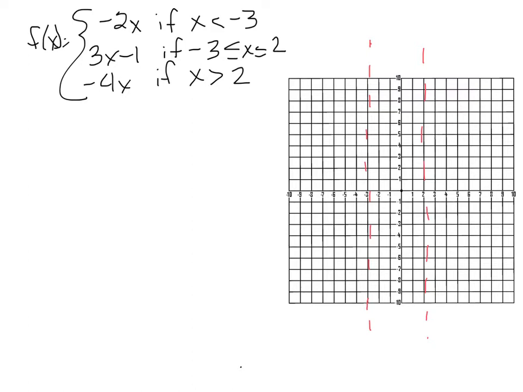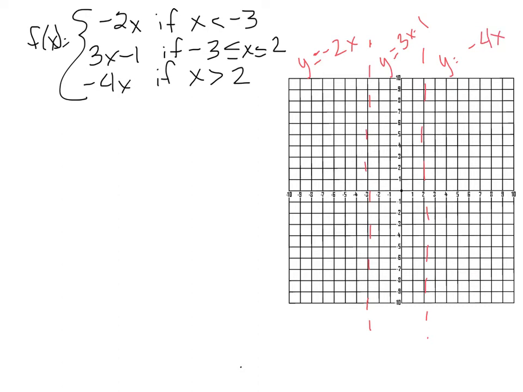What is to the left of the cheater line where x is negative 3? Negative 2x. So y equals negative 2x. Now what's the y-intercept of the line y equals negative 2x? The origin. Good. So it's the same thing as y equals negative 2x plus 0. Awesome. What about that middle? What do we get? Yep, y is equal to 3x minus 1. And what about to the far right? Yeah, y is equal to negative 4x.